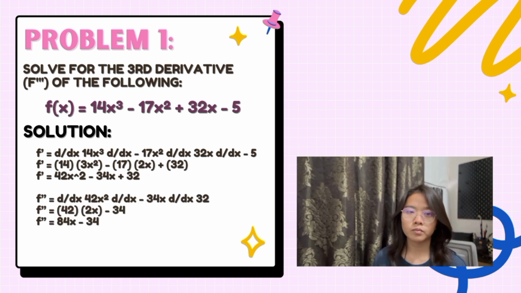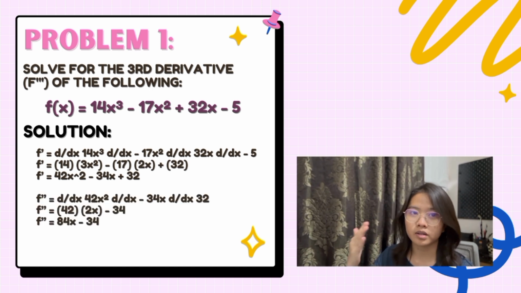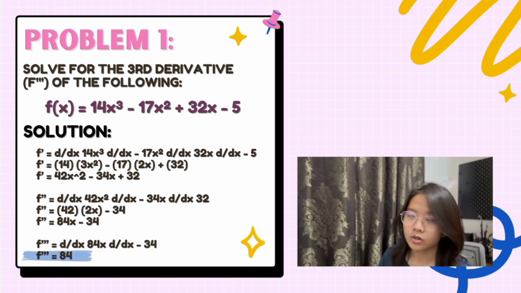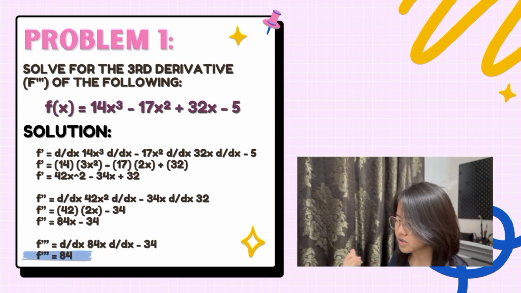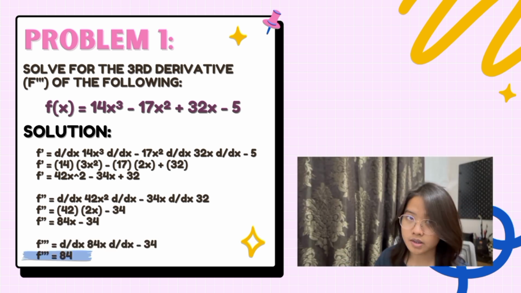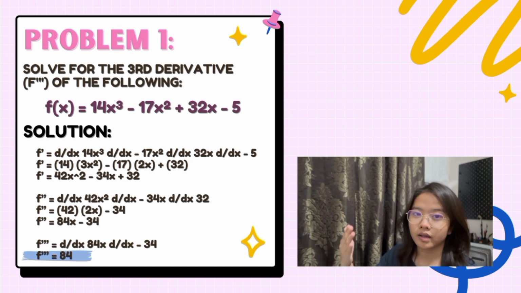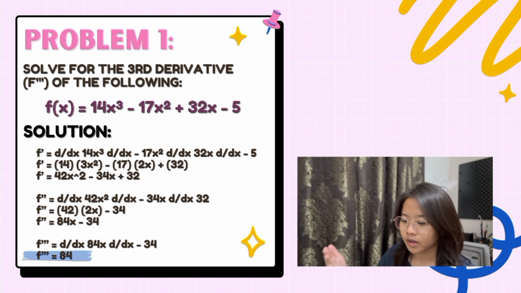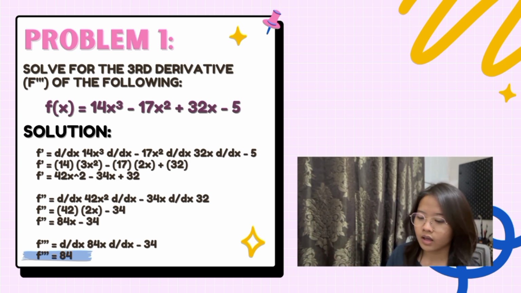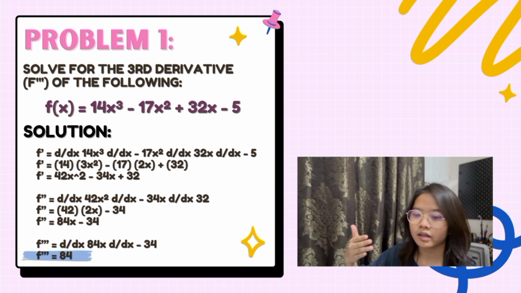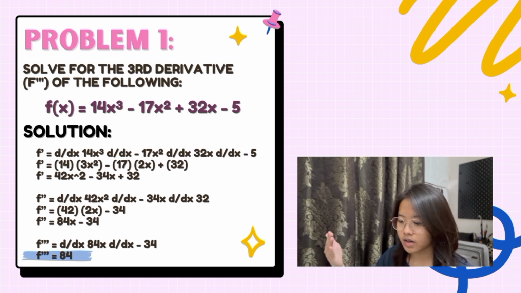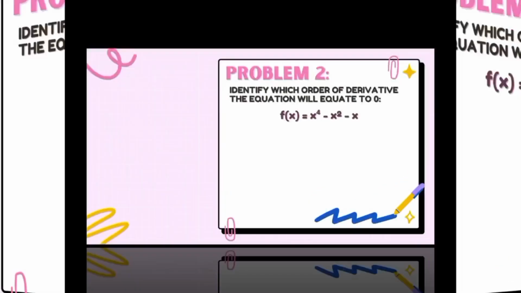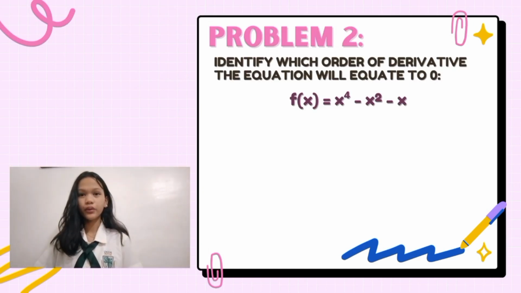Now, for the second derivative, we would simply get the derivative of the first derivative. Very simple. Looking at the first derivative, we can apply the rules of constant multiple, constant rule, and the sum and difference again. To get the derivative, we would again apply all the appropriate rules for each term, giving us 84x minus 34. Now, for the third derivative, we will again get the derivative of the second derivative, giving us the simple 84.